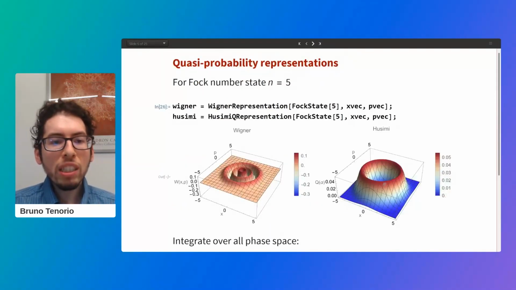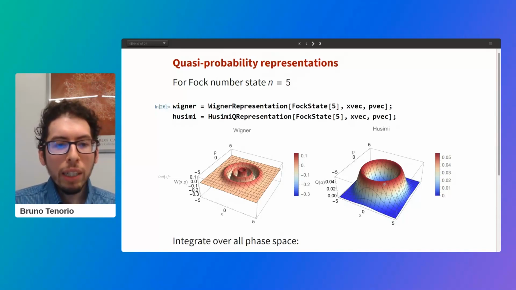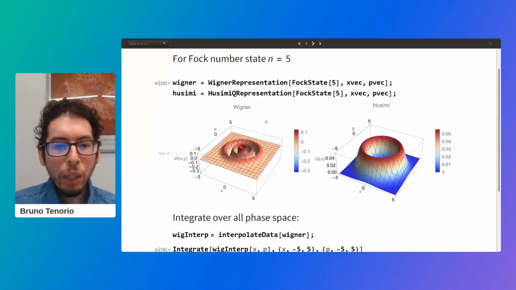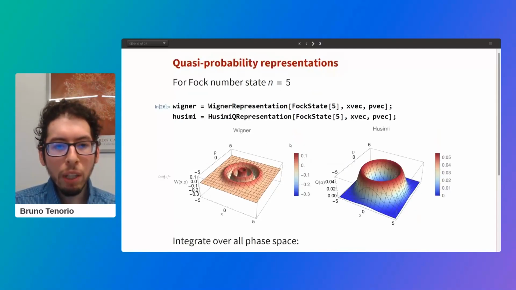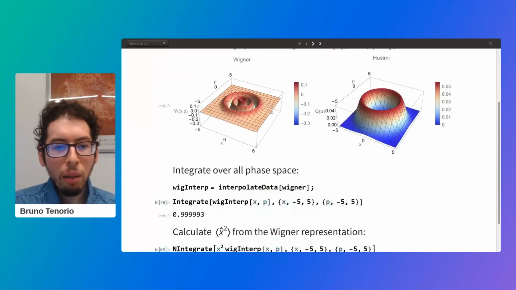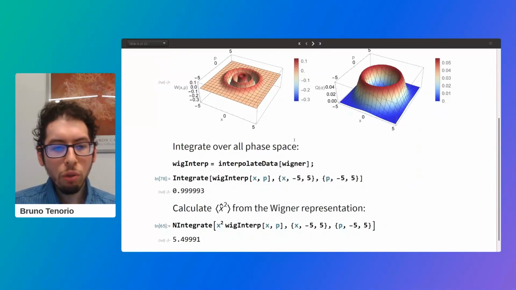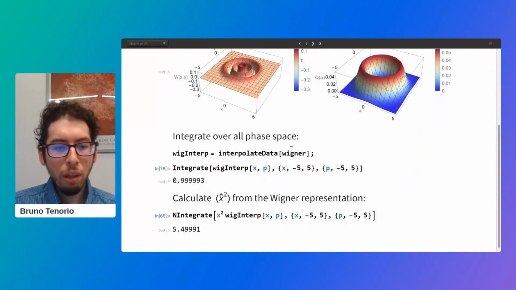We also have quasi-probability representations or phase space distributions. What the Wigner and Husimi Q representations do is calculate the standard phase space functions, but on a grid of phase space points. With this, we can get these plots of the Wigner and Husimi functions for the Fock state number equals 5. That representation can be interpolated into a continuous function. We can integrate it over all phase space, or we can calculate an average, for example, of the x squared operator.